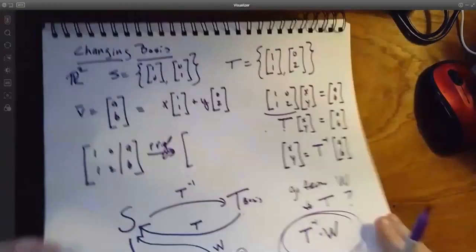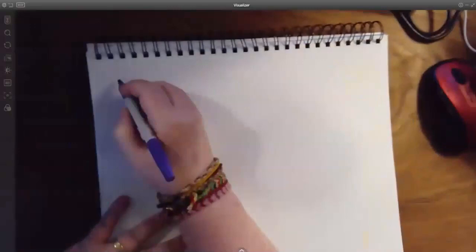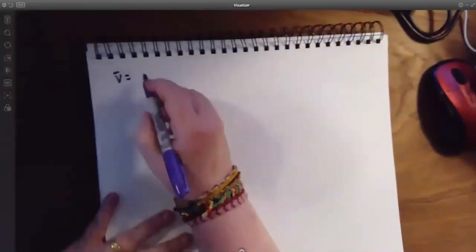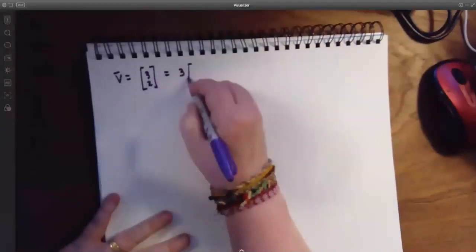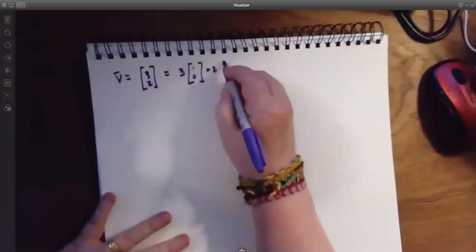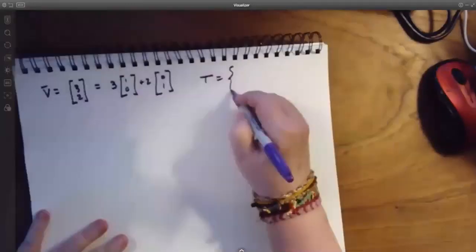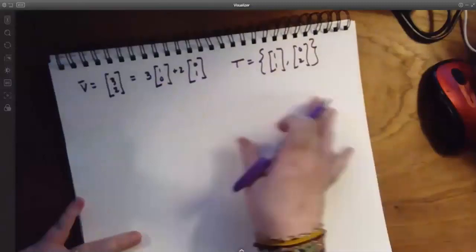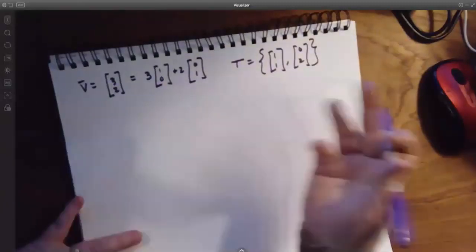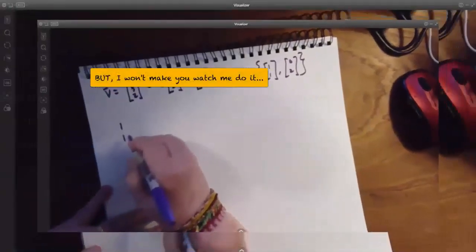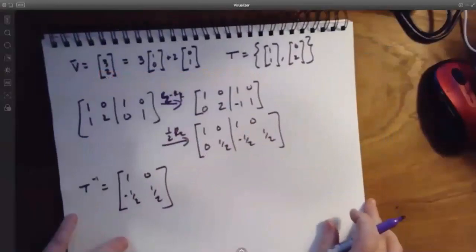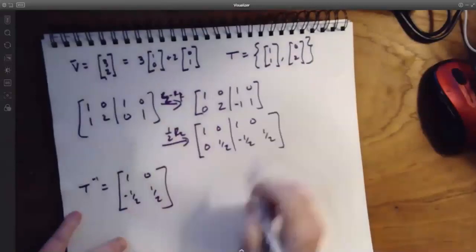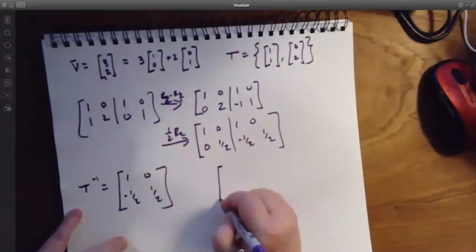Why might we want to? Well, what am I actually getting here? Let me go back and do this example again. Let's say V is the vector (3, 2), which means it's 3 times (1, 0) plus 2 times (0, 1). The T basis is still going to be (1, 1), (0, 2). I want to find T inverse so I can go the other direction. I can do this on Maple. I want to find how I write this vector in terms of this basis, so I will multiply T inverse by my (3, 2).